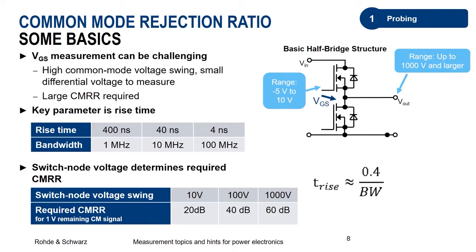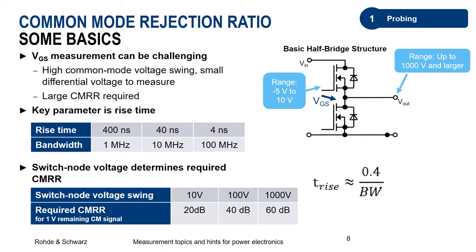So if you have a 400 nanosecond rise time, the bandwidth of the signal is more or less in the order of 1 megahertz. If you have 40 nanoseconds, the bandwidth that you have to measure is 10 megahertz. And if you have 4 nanoseconds, so a really fast switch, then the bandwidth you consider is 100 megahertz. So this is one thing that we need in the next slide.